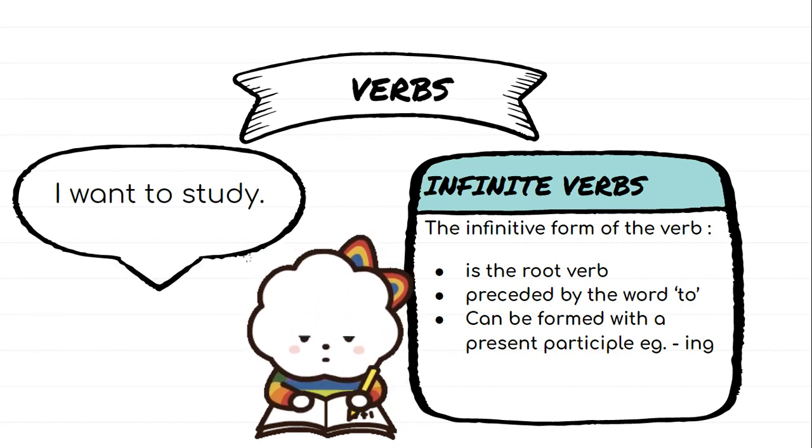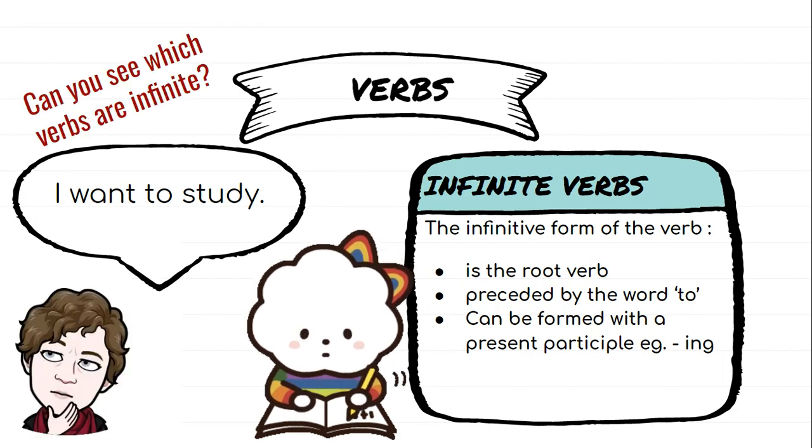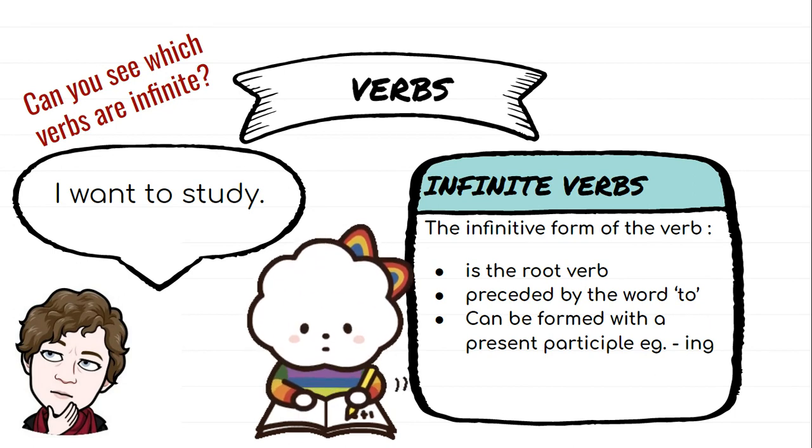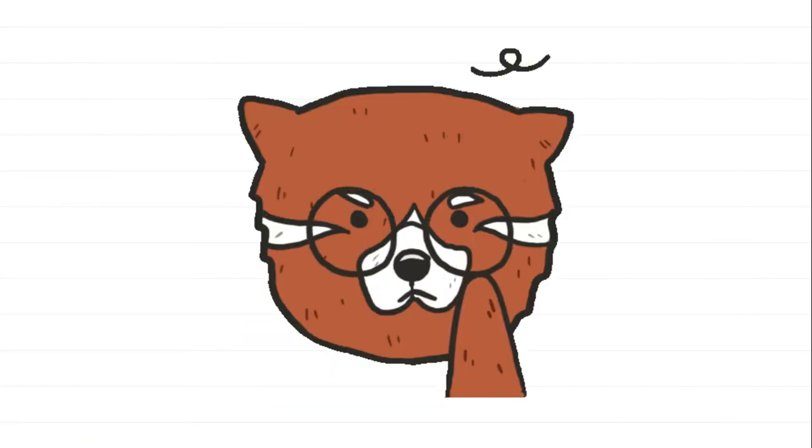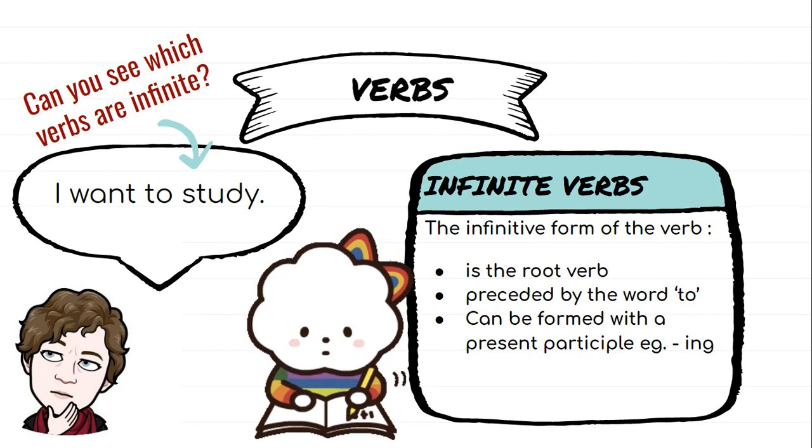Here's an example of a sentence. I want to study. Can you see some verbs in that sentence? I can see a few words which could be verbs. I want to give you a clue here. Some of these verbs are infinite. So let's have a closer look. Can you see which verbs are infinite?